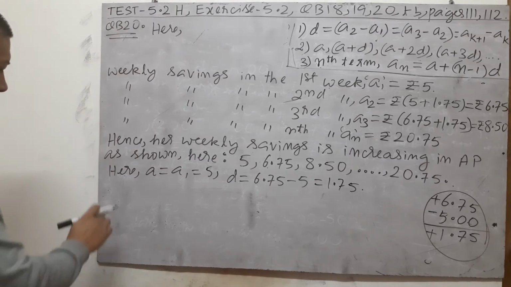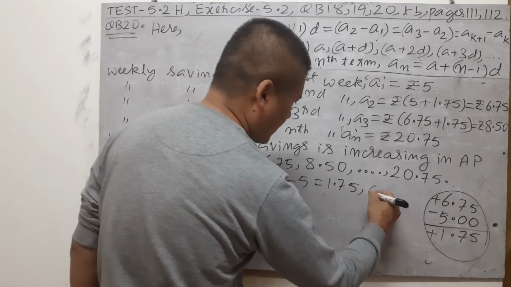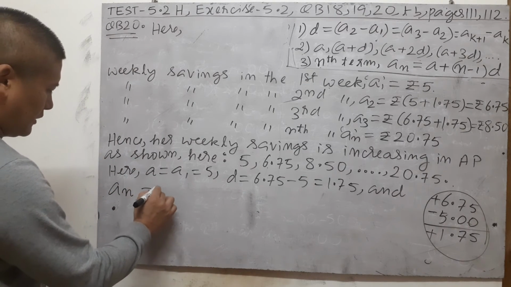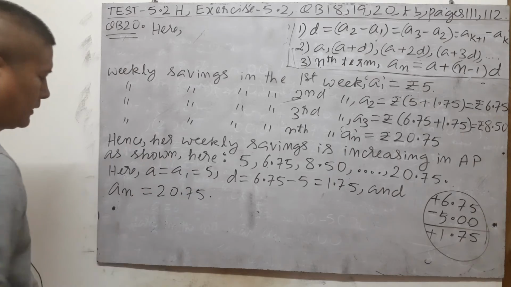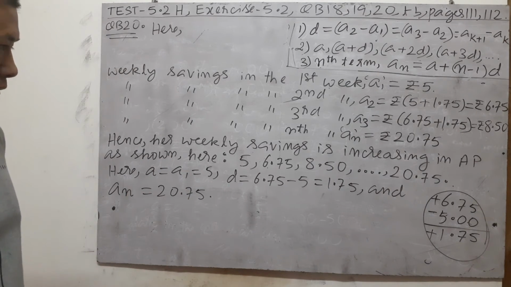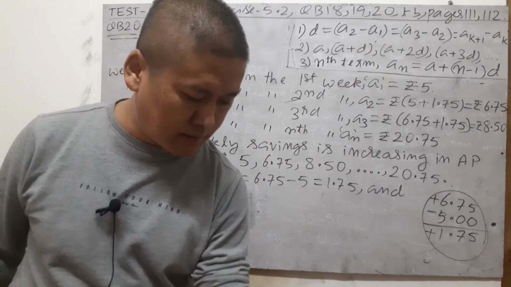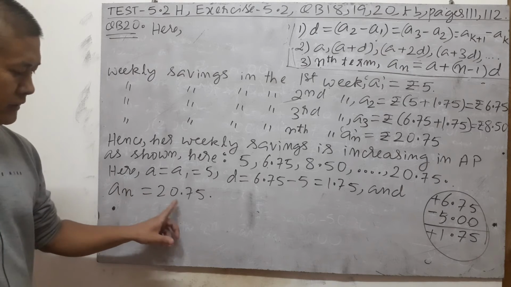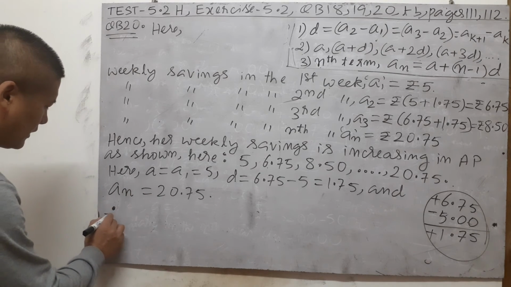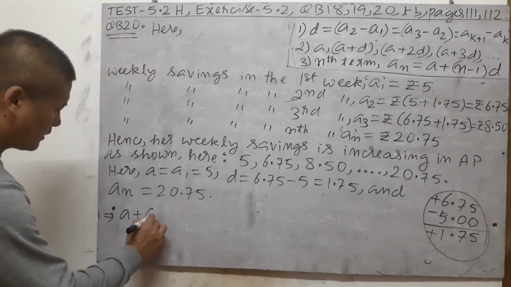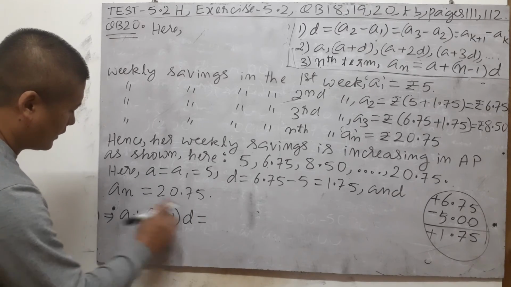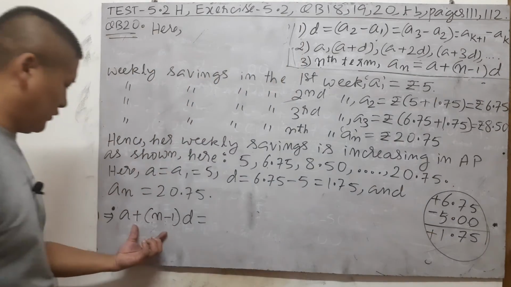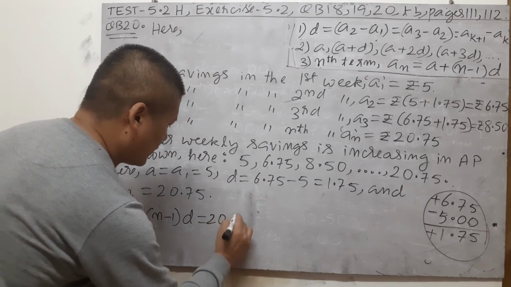everywhere. The question says that in the nth week the value an is 20.75. That's what is given, as you can see here also in the textbook's last statement: in the nth week her weekly income became rupees 20.75, meaning an value is 20.75. So let us apply the formula an equals a plus n minus 1 into d, as I put here, equal to 20.75.